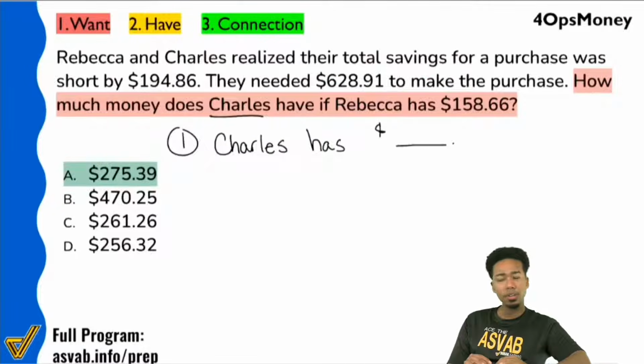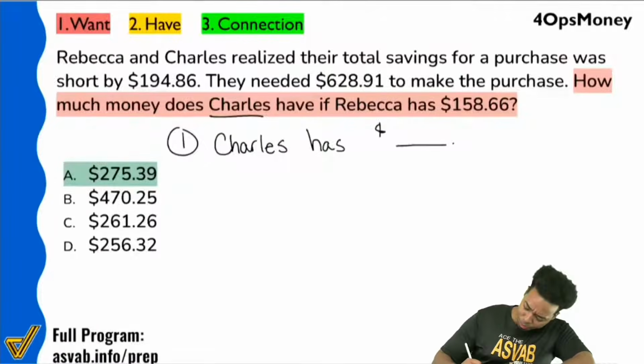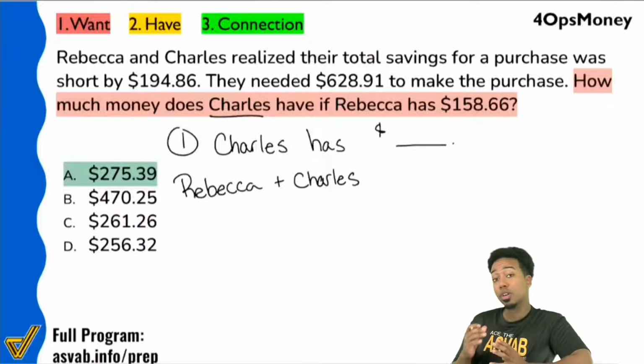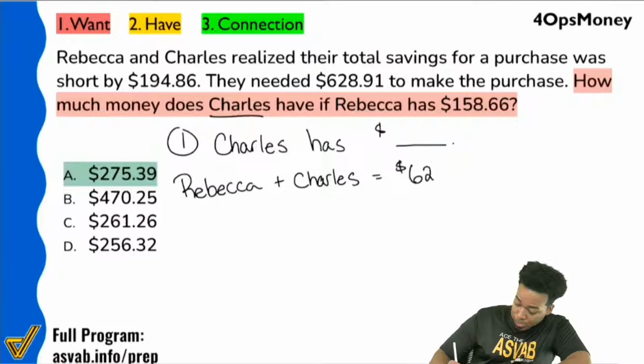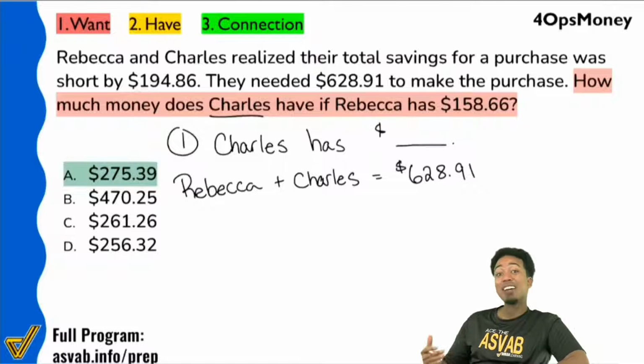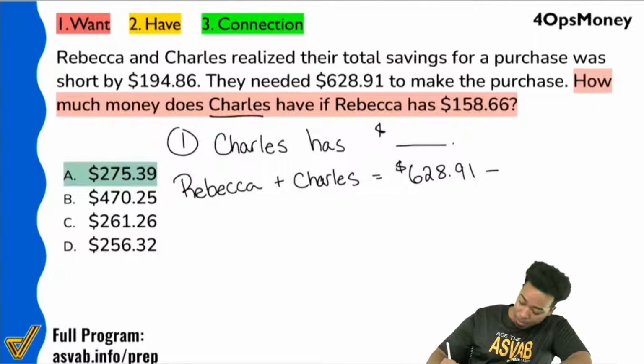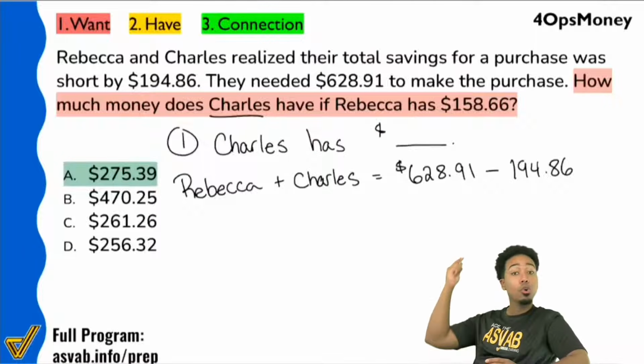So this sounds very similar to the question we did prior. It sounds like the story is saying Rebecca plus Charles, they're short. So here's another way that you could show this question. You could say that Rebecca plus Charles would be equal to the $628.91, but they don't actually have that total amount. They actually have that amount minus $194.86.